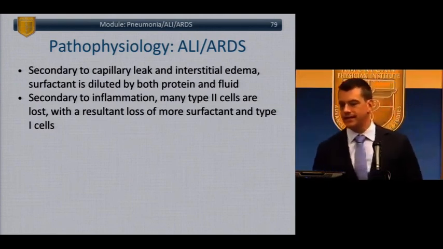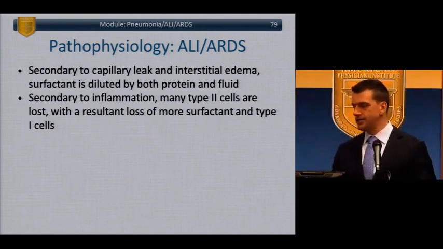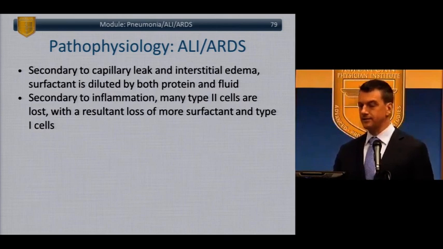So again, this is secondary to the capillary leak, interstitial edema, surfactant dilution, and then the inflammation. You change your cell type, and the type 2 cells in the alveoli are lost. Again, these produce surfactant, so you lose even more of your protection mechanism.